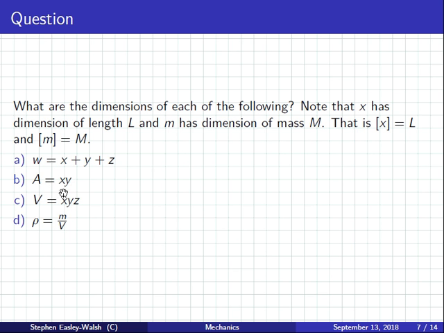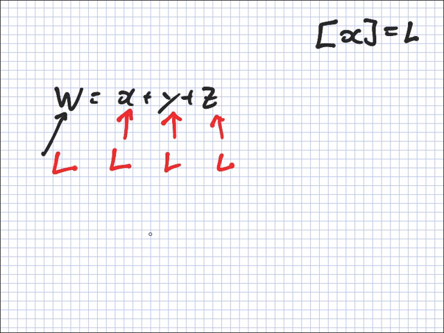Dimension of A is... Oh, yeah, you wrote it down. What did you get? The same length. Length, yeah. Well, yeah, I suppose they're both length. If you have A equals xy, this is length, and this one is length. So that means area, A is length squared.